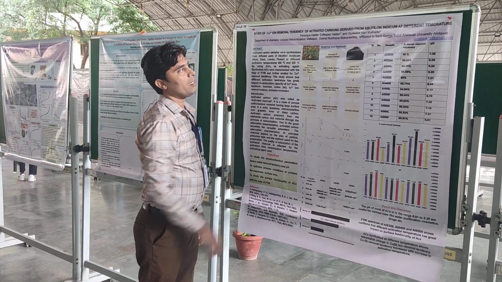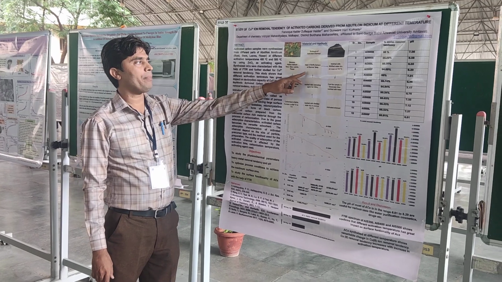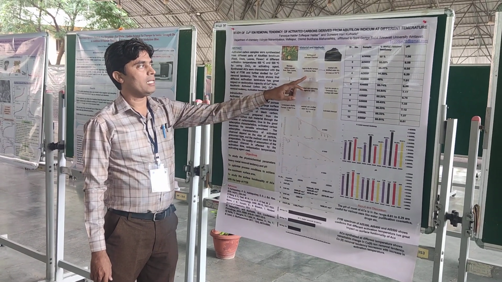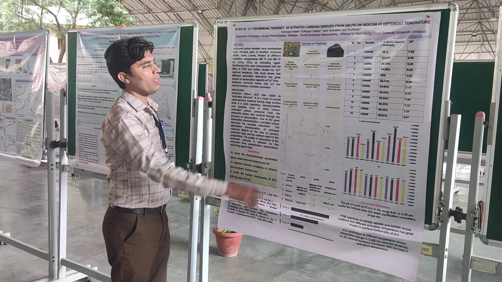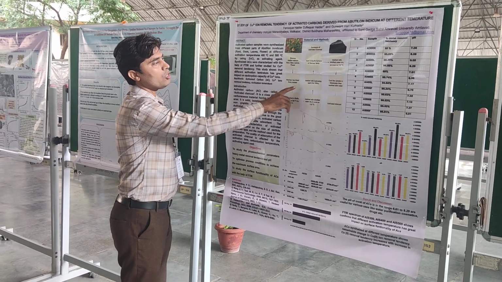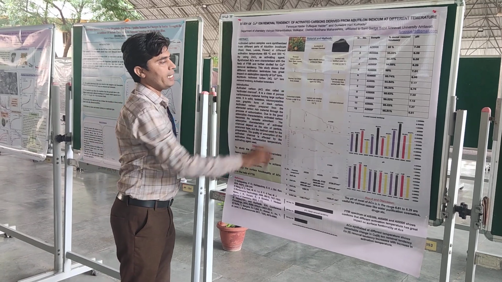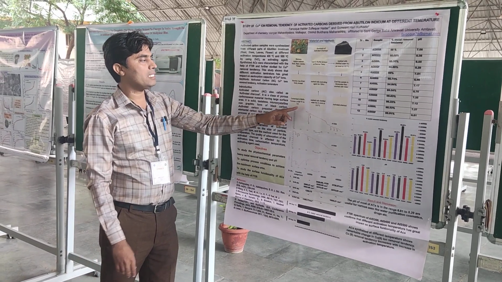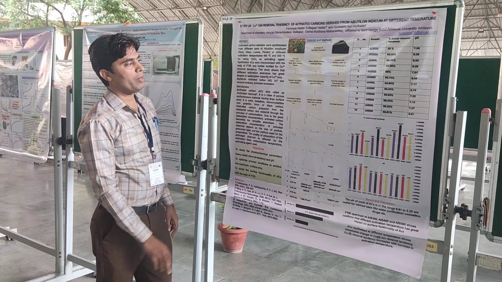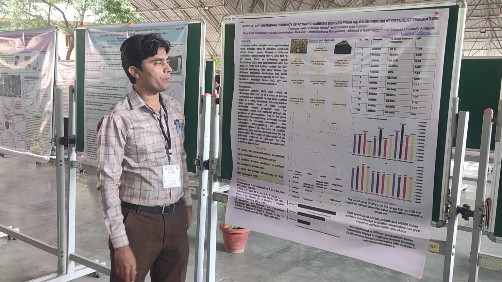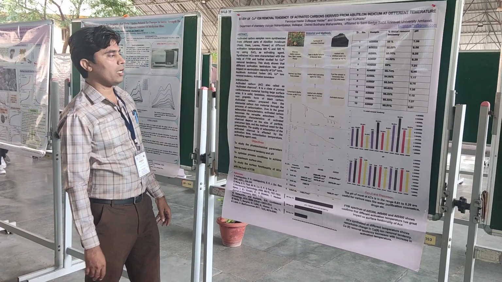So these are the materials and methods. The biomass is kept in the muffle furnace, then dried. After this, it is cooled in the desiccator, then soaked in the activating agent, that is ZnCl2, carbonized, and then activated in the muffle furnace at different temperatures. Then finally we get the activated charcoal.